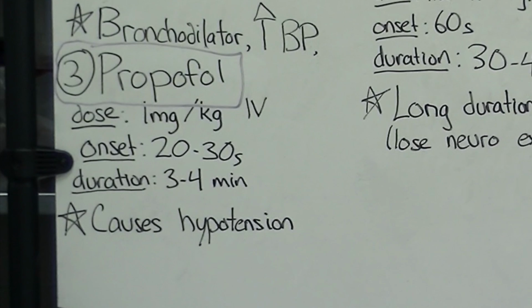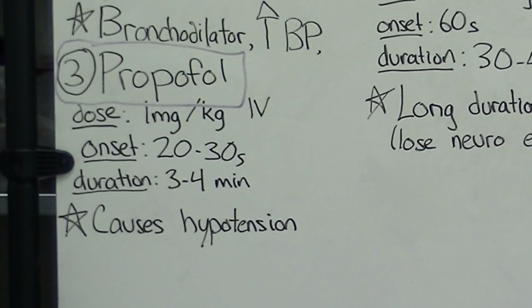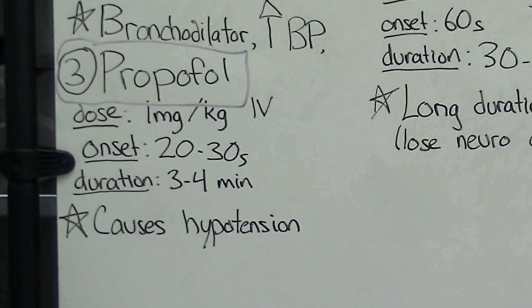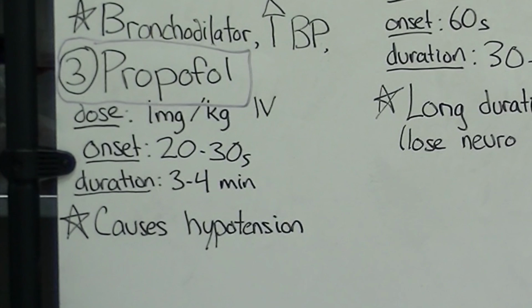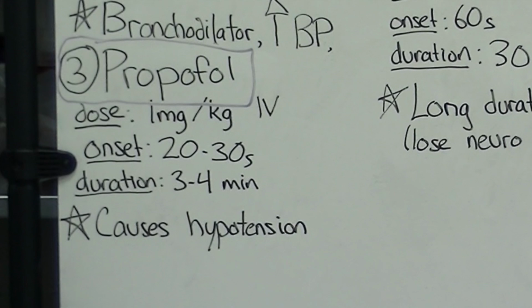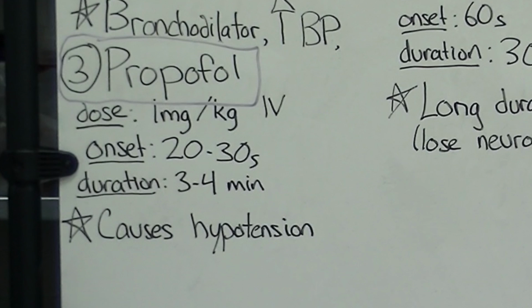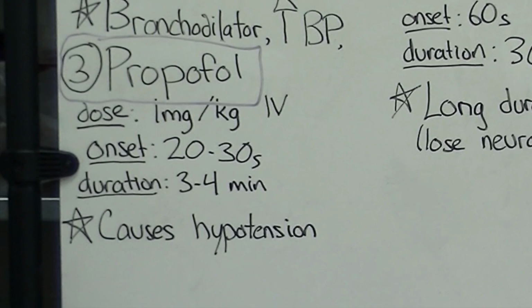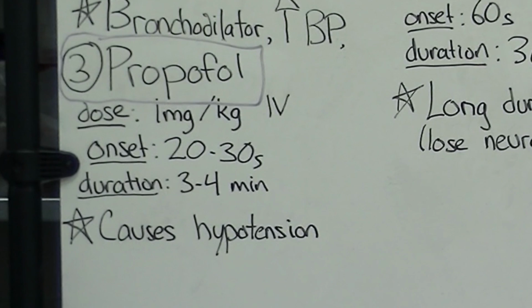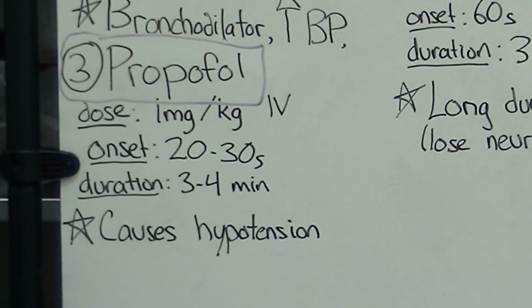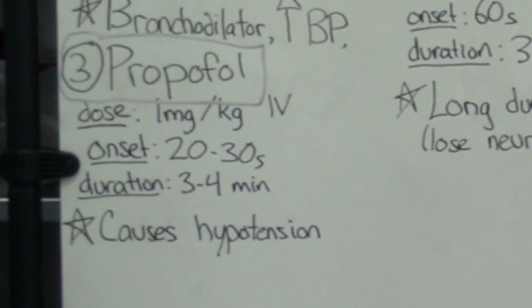One property of propofol that you should note is that it causes hypotension. One way I like to remember this is propofol hypotension. So make sure you're careful in using propofol in a patient that is either already hypotensive or has the potential to become hypotensive. In these patients, agents like etomidate or ketamine have higher utility.